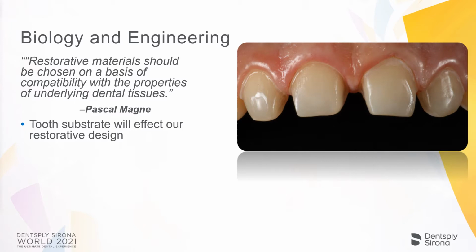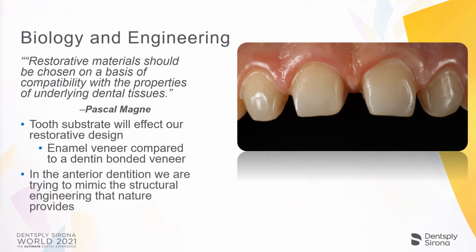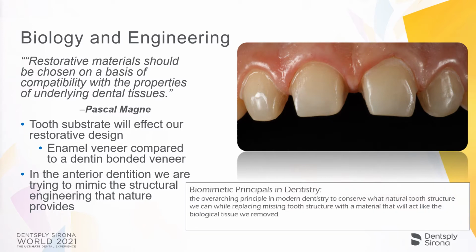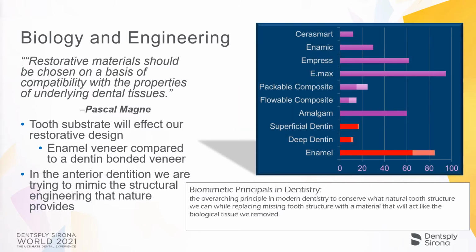When we have teeth like you see up here in this young man, where he presented with multiple diastemas, we are able to get away with a fairly minimal prep and 100% enamel on the entire preparatory surface. So enamel veneers compared to a dentin bonded veneer, they're going to look totally different, and that's going to go into our engineering perspectives. In the anterior dentition, we're trying to mimic the structural engineering of what nature provides. This is the principle we refer to as biomimetic dentistry, which is what we try to mimic when we're doing all ceramic restorations.